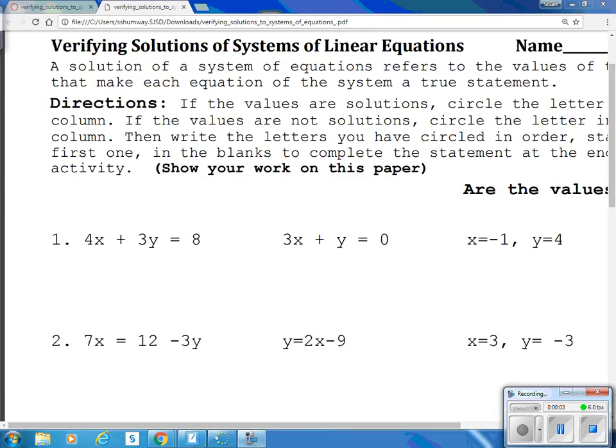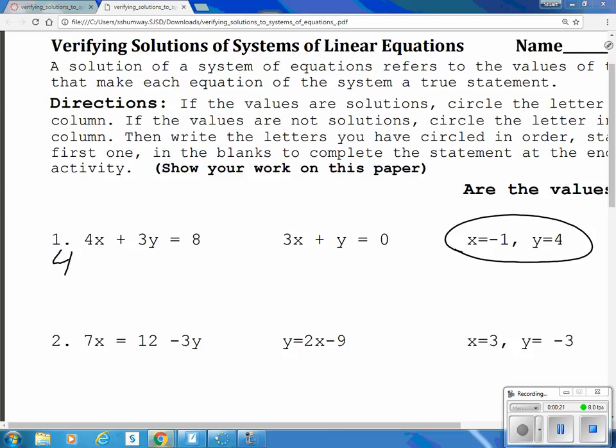This video clip explains how to verify solutions of systems of linear equations. So if they say that the solution to this system of equations is x equals -1 and y equals 4, we could plug it back into the original equations and check and see if it really does work.